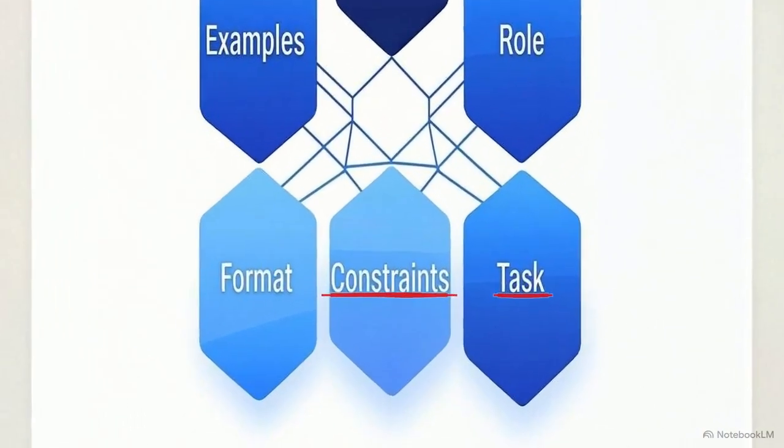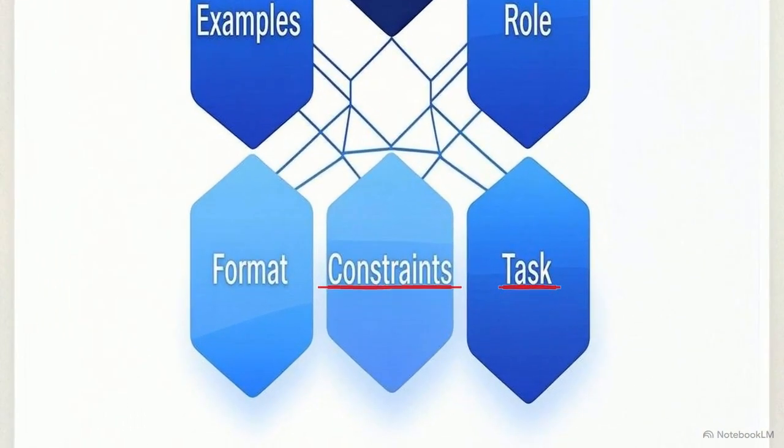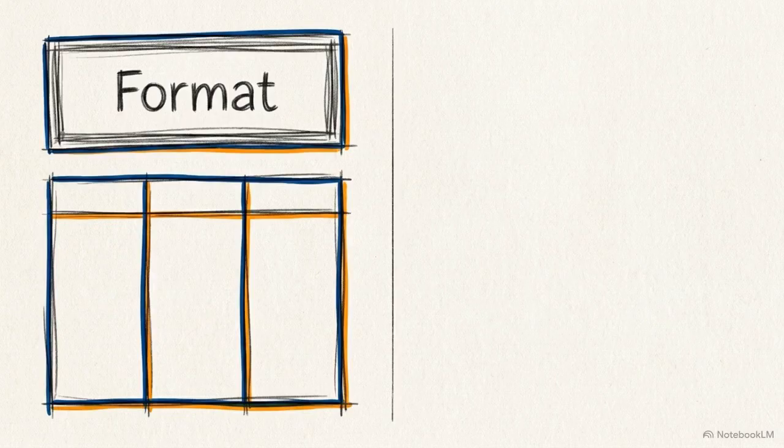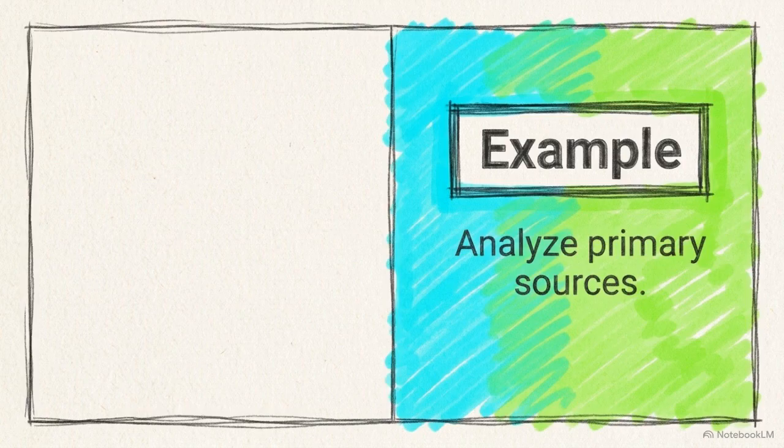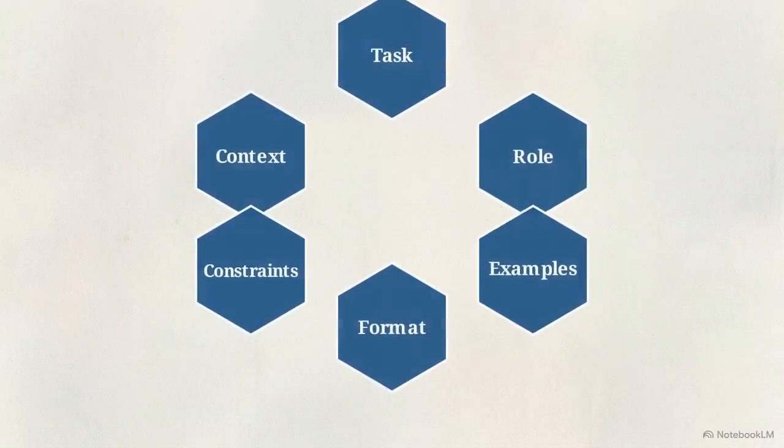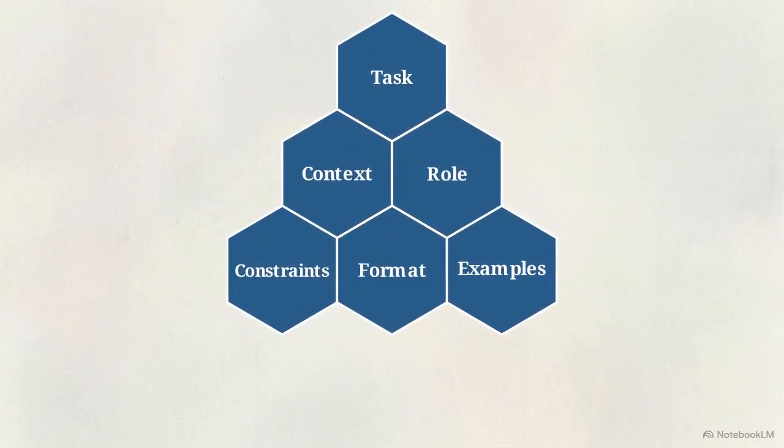Next, define the task and constraints. Critique the 8 syllabus elements, providing a maximum of 3 actionable recommendations per section. Finally, dictate the format and provide examples. Instruct the AI to output its critique in a table format, and give it a reference, like a properly formatted learning outcome using action verbs. A highly structured, constrained prompt prevents the model from generating generic advice. It forces the AI to operate as a precision instructional design tool.